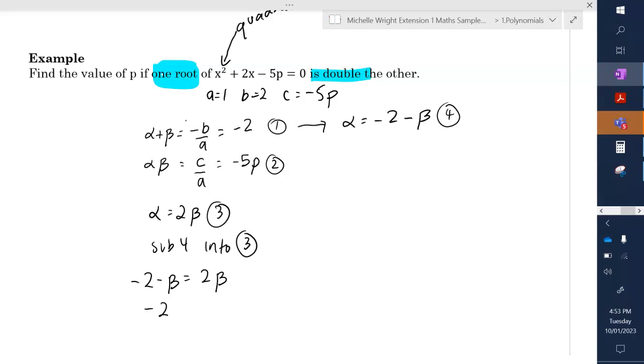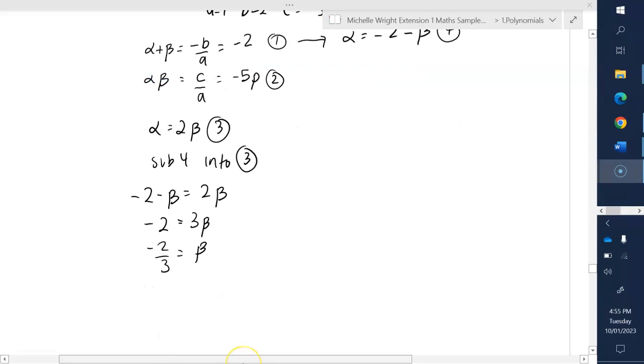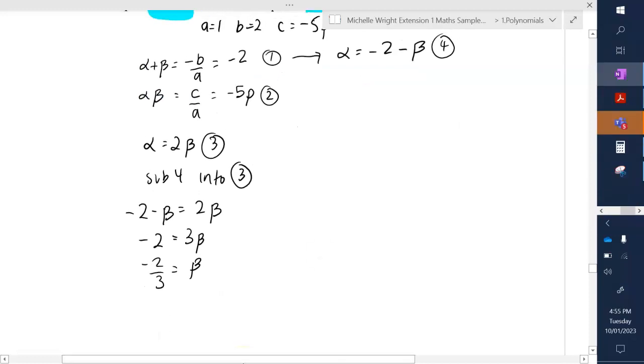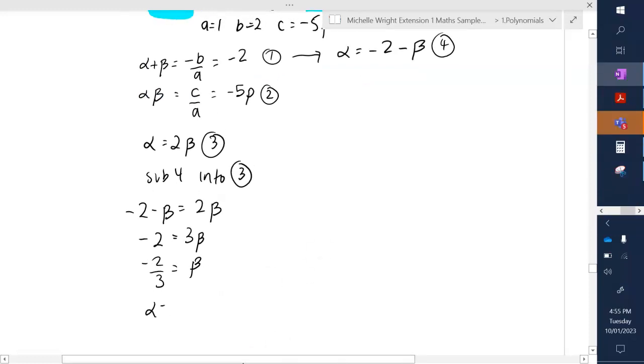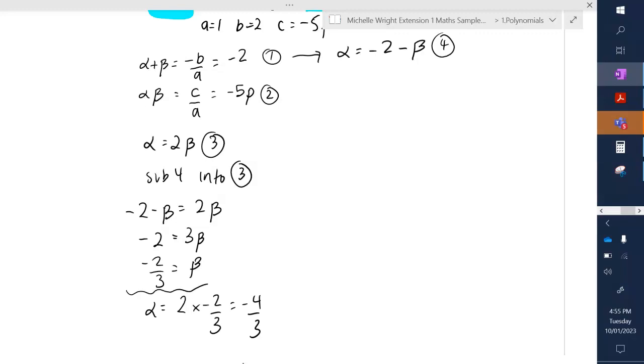So we're going to have minus 2 is equal to 2 beta plus beta, which is 3 beta. We're going to get minus 2/3 is beta. Let's just keep going and see what we end up with. Let's see if we can find what alpha is going to be. So alpha is 2 beta. I have beta is minus 2/3. So alpha is 2 lots of minus 2/3, which is minus 4/3. Has that helped us yet? Let's have a look. We'll just underline what we've got so far.